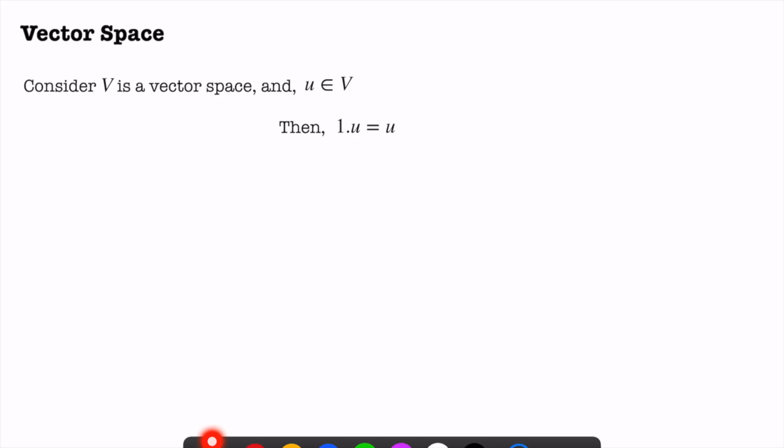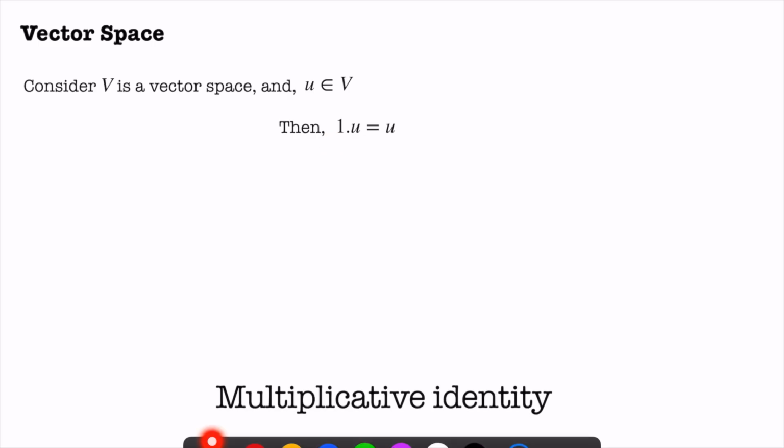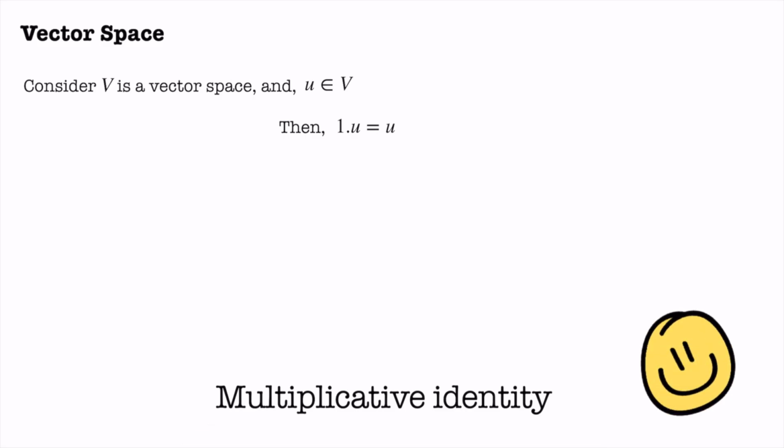And the last one, in any vector space there should be one identity scalar 1 such that 1 multiplied by u is u. So this is called multiplicative identity. And these are all the rules a vector space must satisfy. So this is what I wanted to discuss about vector space.